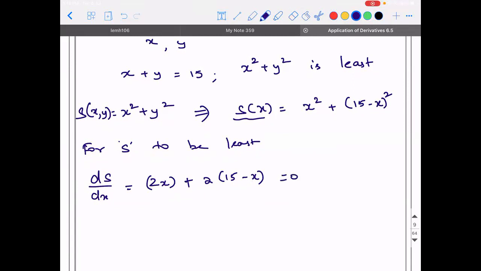You know how I found it to be wrong? 2x and 2x are getting cancelled, so I'm getting 30 equal to 0, which is obviously not possible. So I made some mistake. What is it? It's a very small thing. I want to see how much you've learned. It's the chain rule, sir. Chain rule, that's correct. What should come?